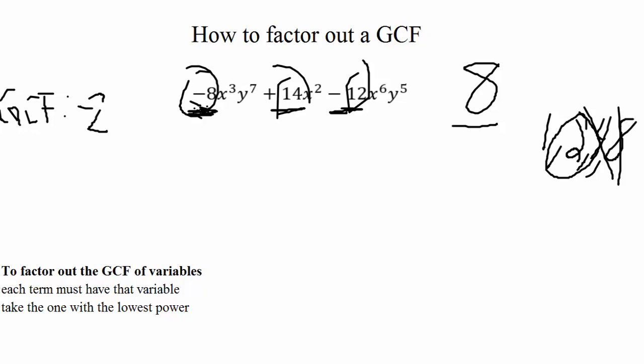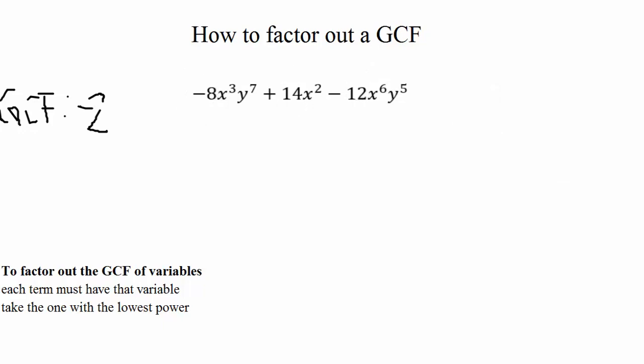So then, looking at our variables, remember that from what we hopefully remember about factoring out the greatest common factor with variables, we first need to make sure that each of our terms has that variable. So let's double check that first. Looking at x, I do see an x, an x, and an x, so we're good there.